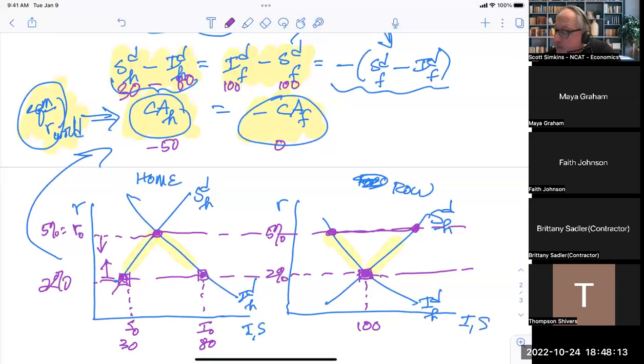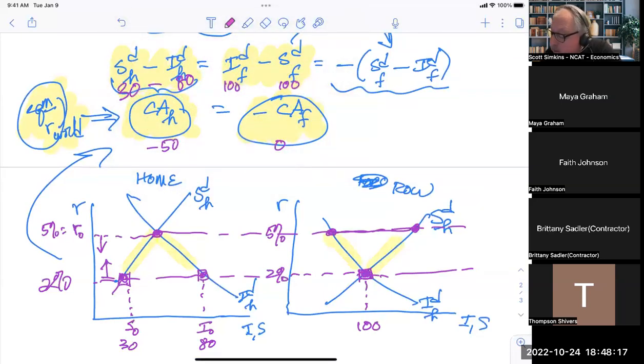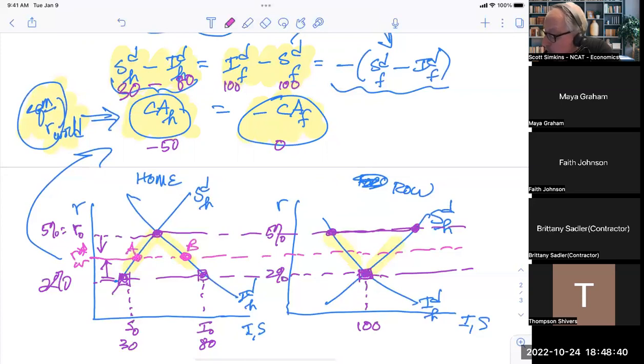Okay, so where does that happen? We have to kind of eyeball that. So let's pick a different color, pink. If I eyeball that, it just happens to be pretty close to right in between. You just have to eyeball it, right? So what we're saying is that at this interest rate, it's called R star world. The difference between here and here, called A and B, has to be equal to the difference between those two lines over here, C and D.